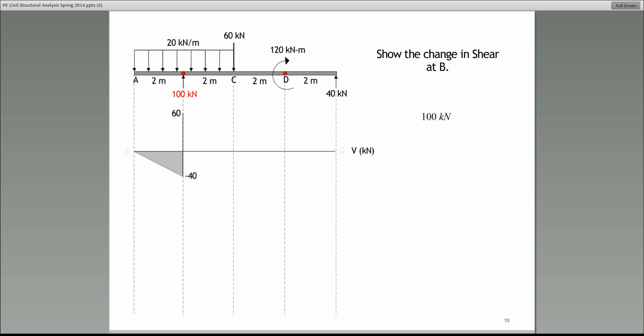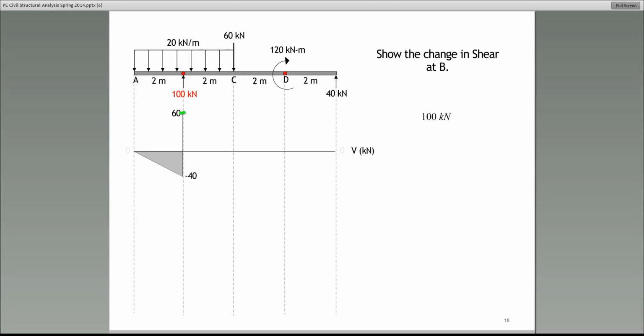The effect of that 100 kilonewton reaction at the point B is that the shear diagram will show an abrupt net change of 100 kilonewton going up. So if you start from negative 40, it ends at plus 60. Now, help me out. Based on what I've just shared with you, what do you think the shear diagram is going to look like from B to C?